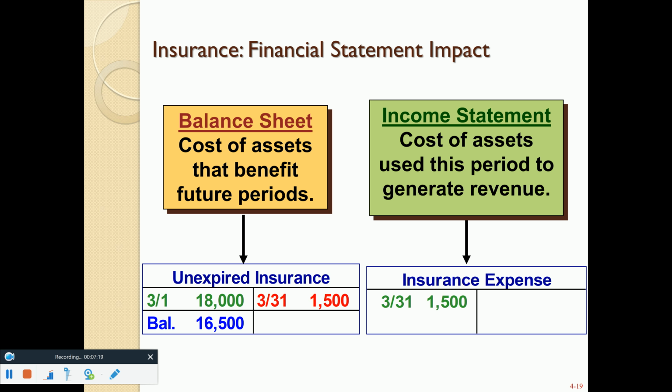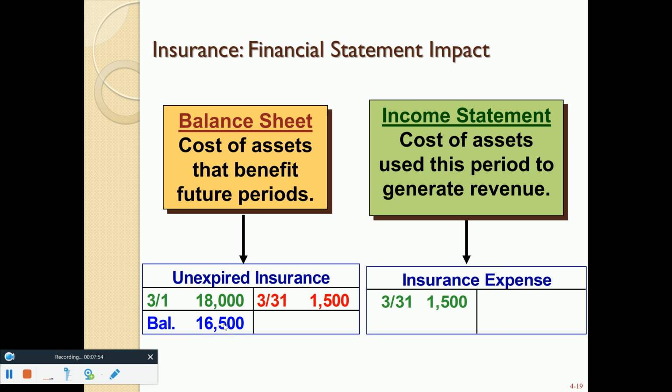All right, and you can see the effects here on the balance sheet. On March 1st, we did have an asset called prepaid or unexpired insurance. It had an $18,000 balance. And then on March 31st, you can see this journal entry that we just went through. What did we do? We reduced the unexpired or the prepaid insurance with a credit, and so the running balance at this point is $16,500. And the expense on March 31 was recorded at $1,500.